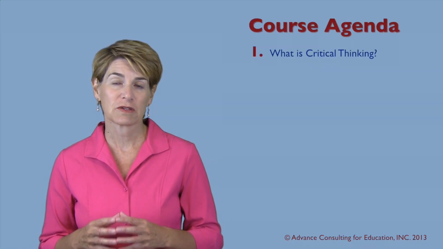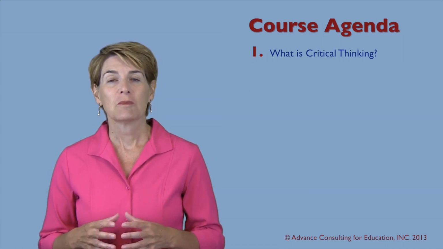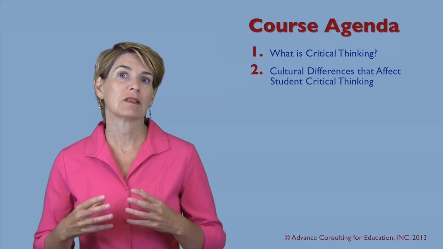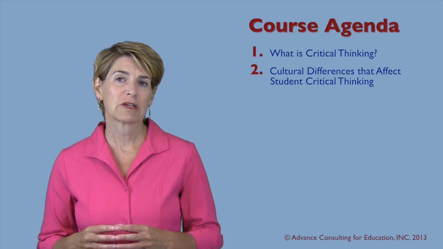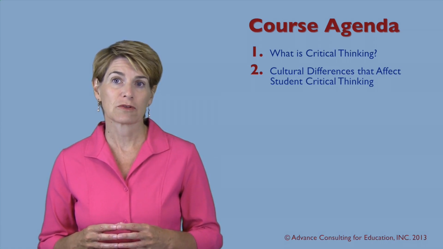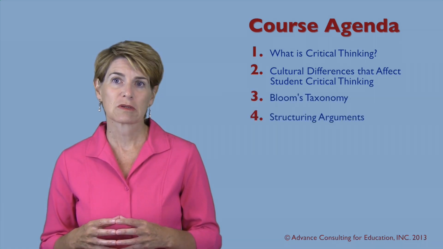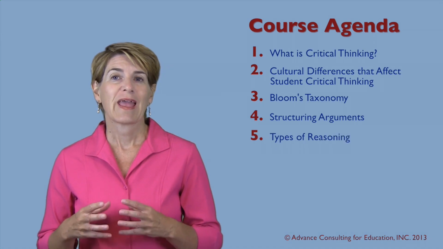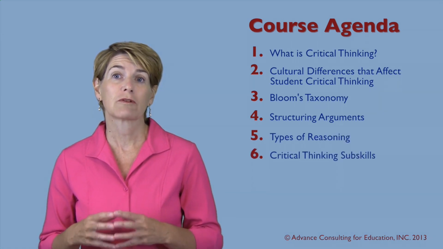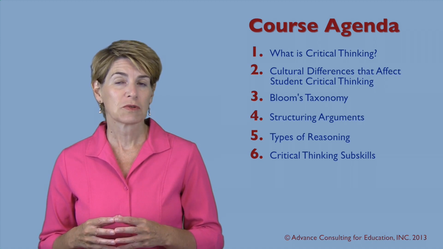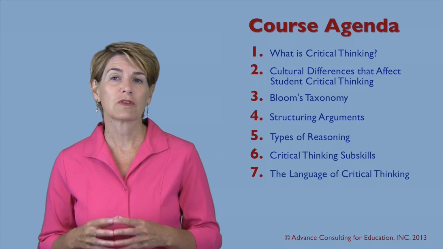studies in English. We'll start by defining critical thinking because there are different ways to actually define the concept. Then we'll take a look at the cultural assumptions that lie behind the value that we place on critical thinking in English-speaking cultures. Then we'll start to pull critical thinking apart using different frameworks. So these frameworks include Bloom's taxonomy, different structures of arguments, different types of reasoning, and different subskills that go along with critical thinking.